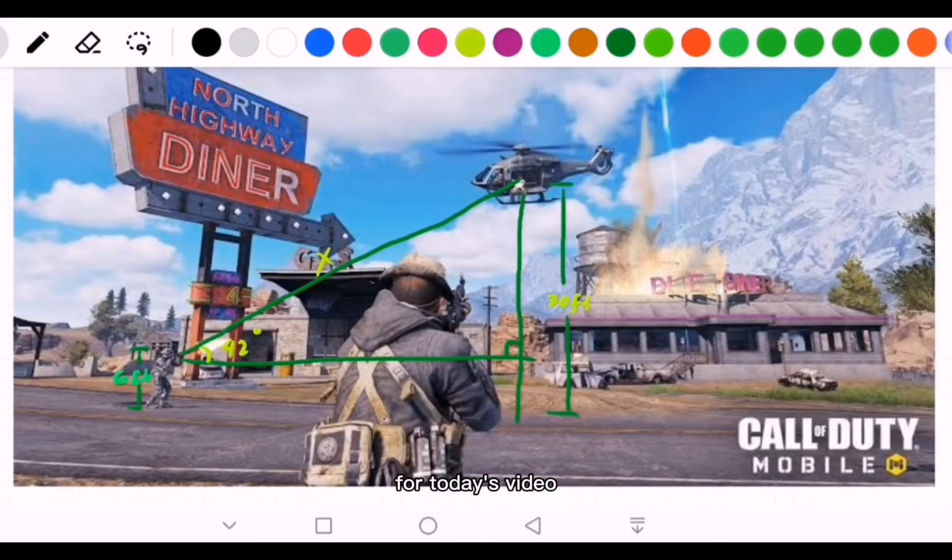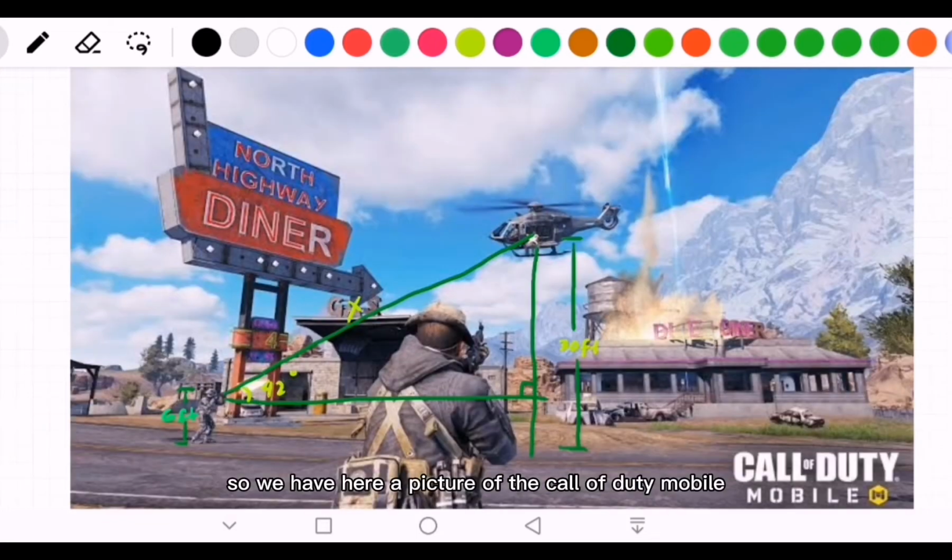Everyone. For today's video, I will be discussing word problems involving angle of elevation. So we have here a picture of Call of Duty Mobile as an illustration to give an example for a word problem about angle of elevation.